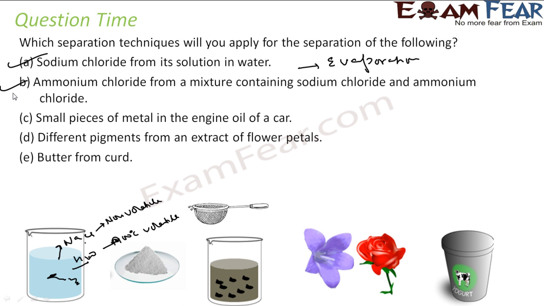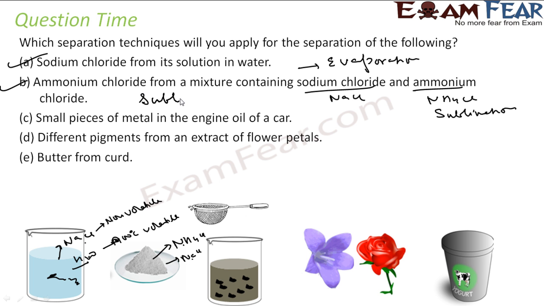The next is ammonium chloride from the mixture containing sodium chloride and ammonium chloride. Sodium chloride is non-sublimate. Ammonium chloride is sublimate, something we know. Since one is sublimate and one is non-sublimate, we can use the sublimation process here.